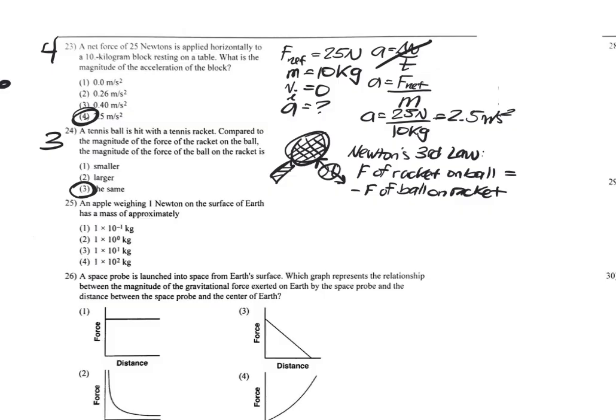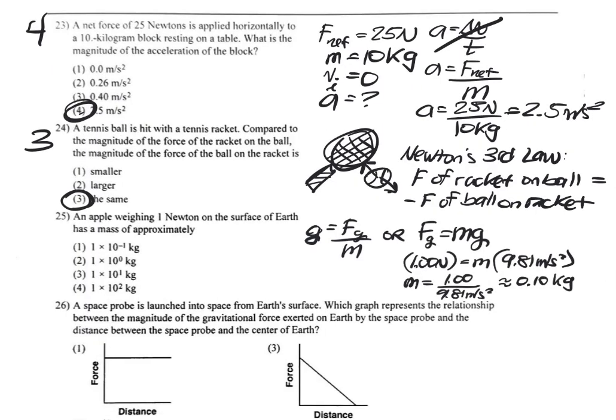Okay, number 25. An apple weighing a newton on the surface of the earth, what is its mass? Well, we're comparing mass and weight. So if we have 1 newton of weight, that's going to be 1/10 of that for the mass. And so 1/10 is choice 1. Again, these are powers of 10. So whenever you see powers of 10, you might want to write them out as actual numbers: 0.1, 1, 10, or 100. We wind up with 0.1 kilograms, and that is choice 1.